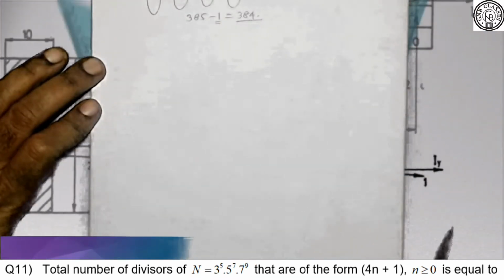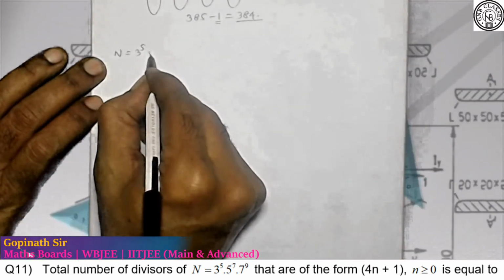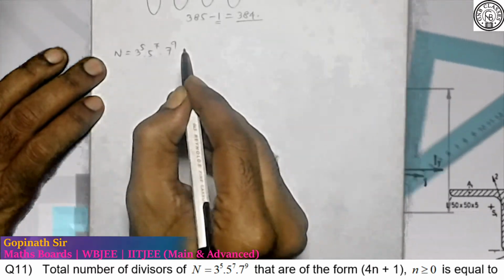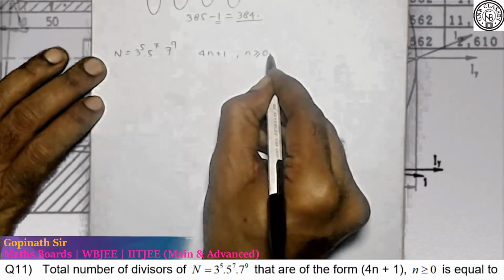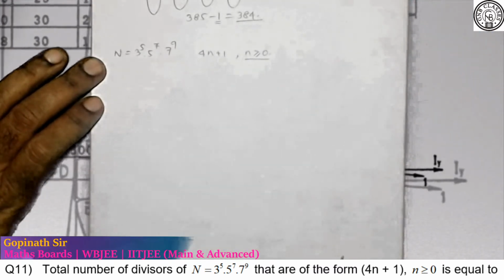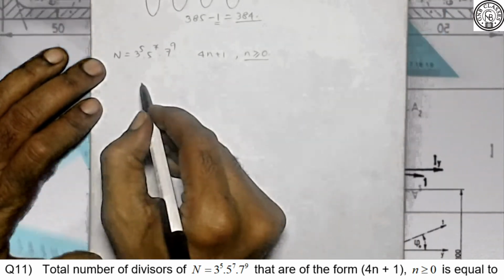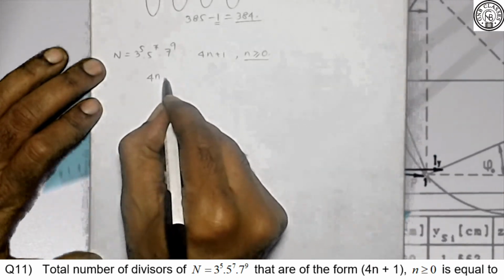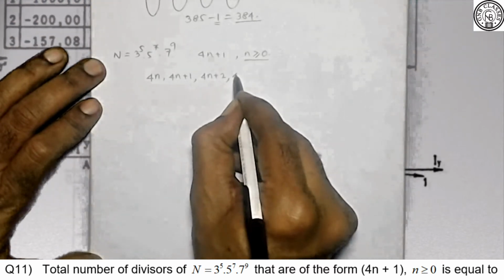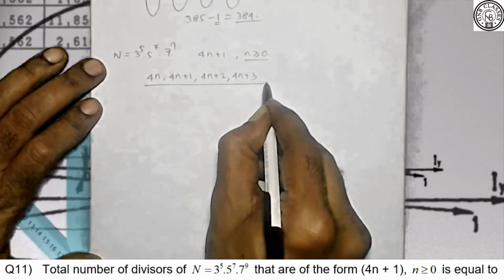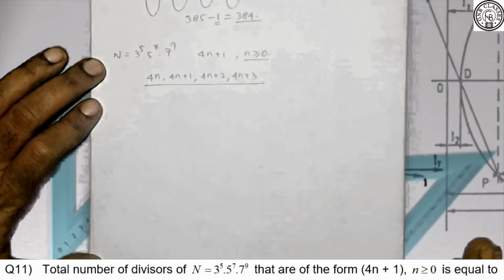So this question. They have said that total number of divisors of N equals 3 to the power 5, 5 to the power 7, 7 to the power 9, which are of the form of 4n plus 1, where n is greater than or equal to 0. Okay? Now, any number you can dream of can be of four forms. Either it can be 4n, or 4n plus 1, or 4n plus 2, or 4n plus 3. There is no integer which is other than these four forms. That's for sure.